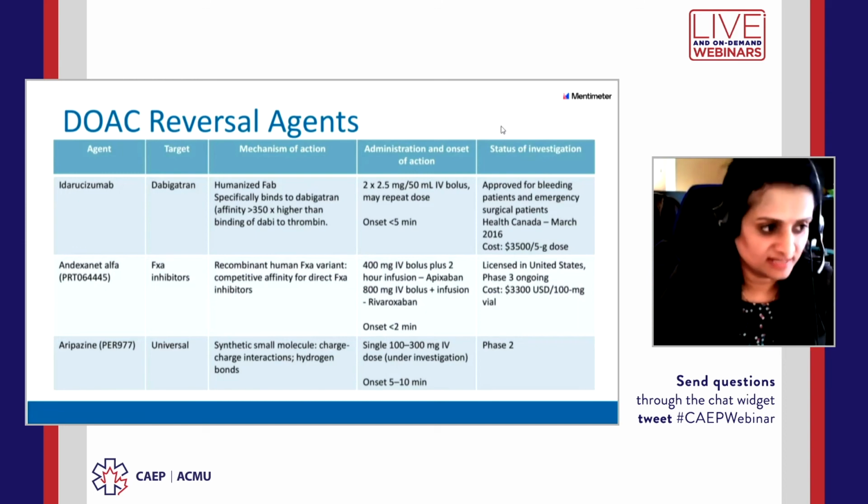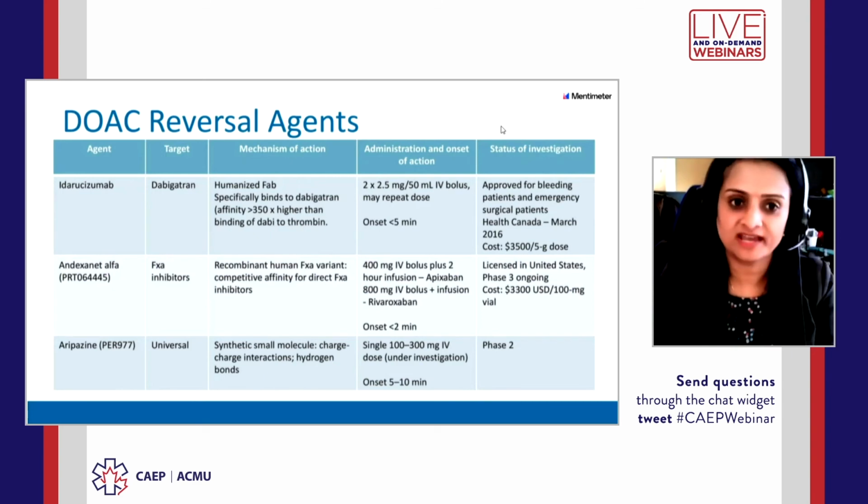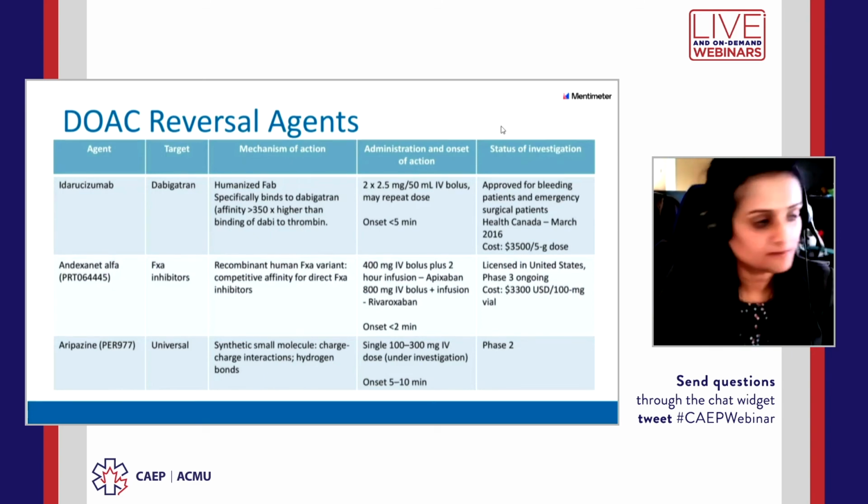Just be cognizant that they're also expensive. They cost around $3,500 per 5 grams of dosage, in comparison to, let's say, FFP, which would have cost you around $1,600. But again, this is what you have, and this is a specific antidote, and you have to use it when you need to use it and it's available.